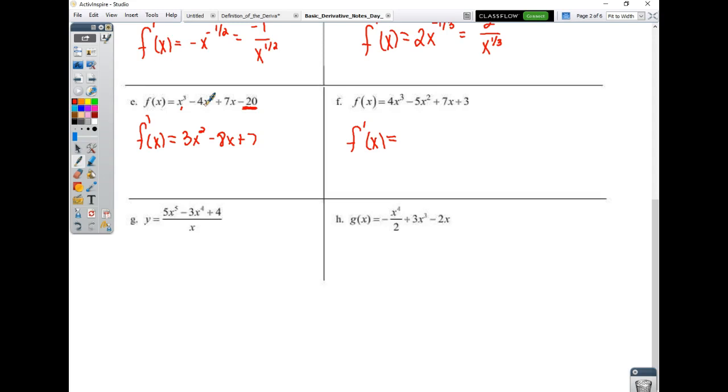Astrid. So that would be 12x squared minus 10x plus 7. What happens to the 3? Well, you don't have the x for it, so you can't separate. Well, we can take the derivative of it. The derivative of a constant is? Yeah. Bingo. Don't get too involved in what you're doing there. Just derivative of a constant is 0.